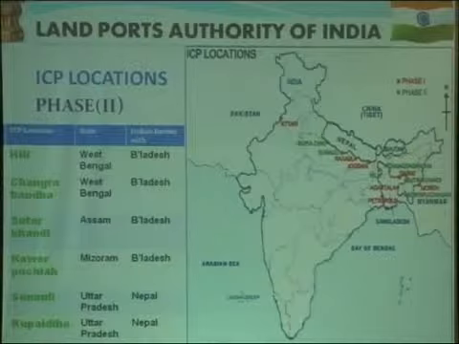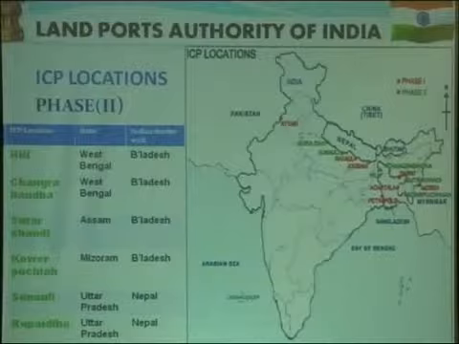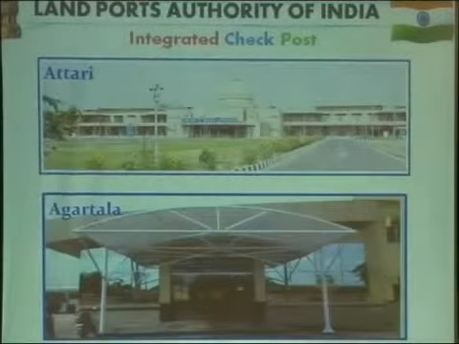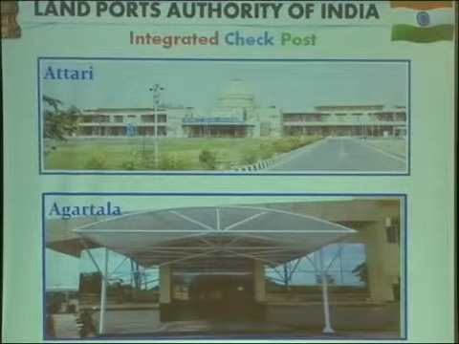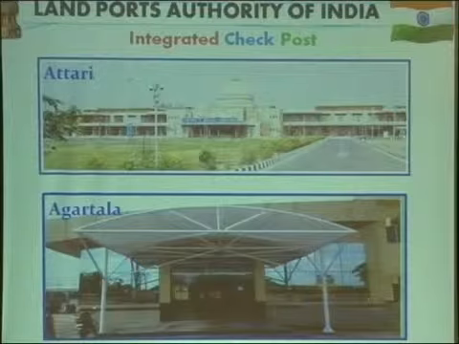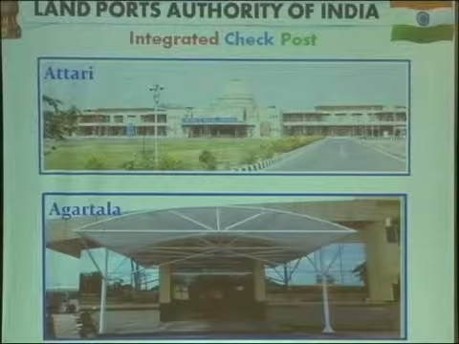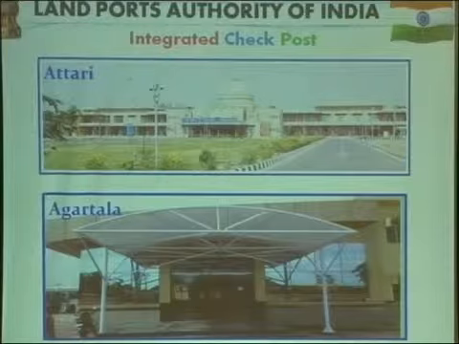I'll just give you a snapshot of what it was earlier and what it is now. Attari. This is the first picture which you see right now, of the passenger terminal building which we have at Attari. It's a state-of-the-art building, and we cater to almost 80,000 passengers per year on either side. And this passenger growth has increased by 18% ever since we came into being. And then we have Agartala.